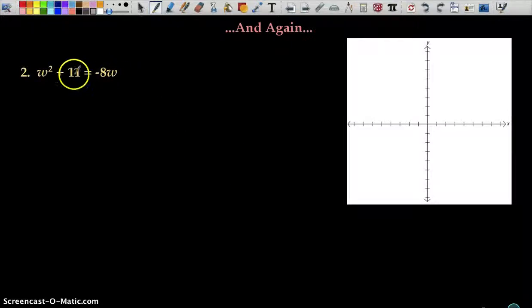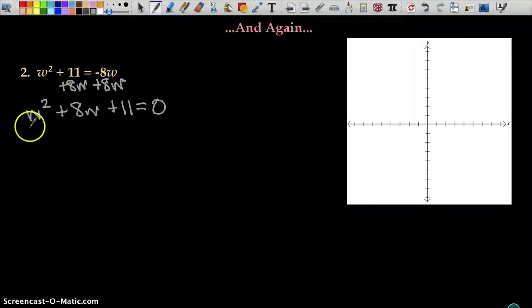So now here's another one. Remember to always start with your standard form. So start with adding 8w to both sides. All right, so we have w squared plus 8w plus 11. And you'll notice this time I put this term that I added into the middle, and the reason is because I want it in standard form. So w squared, then w, then the number.